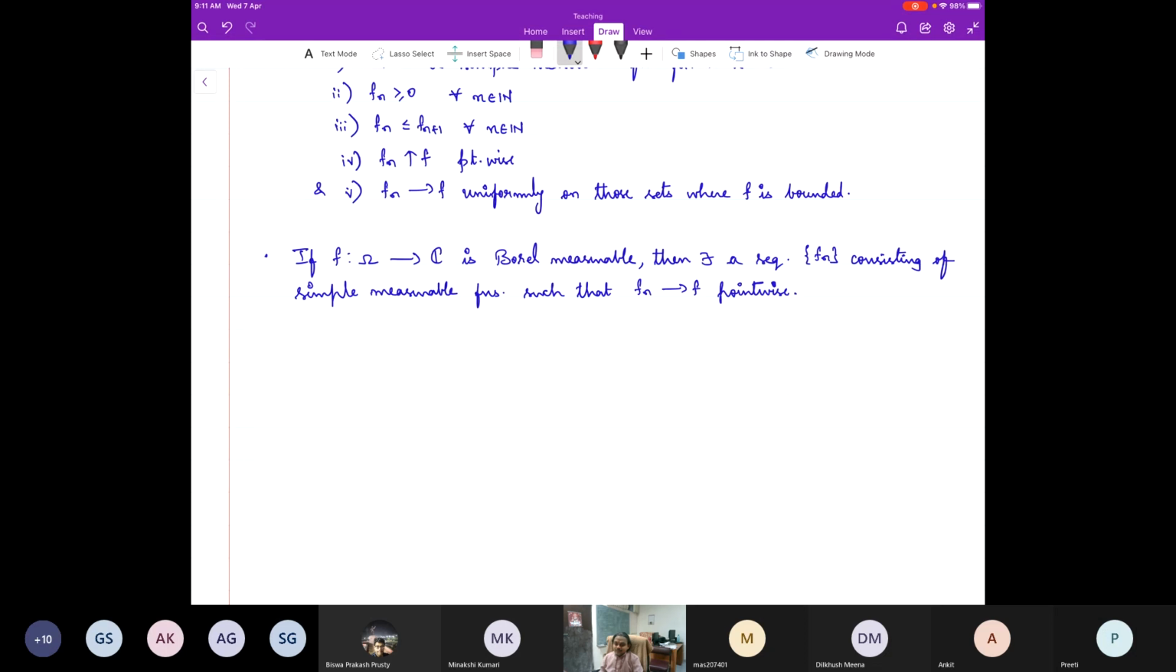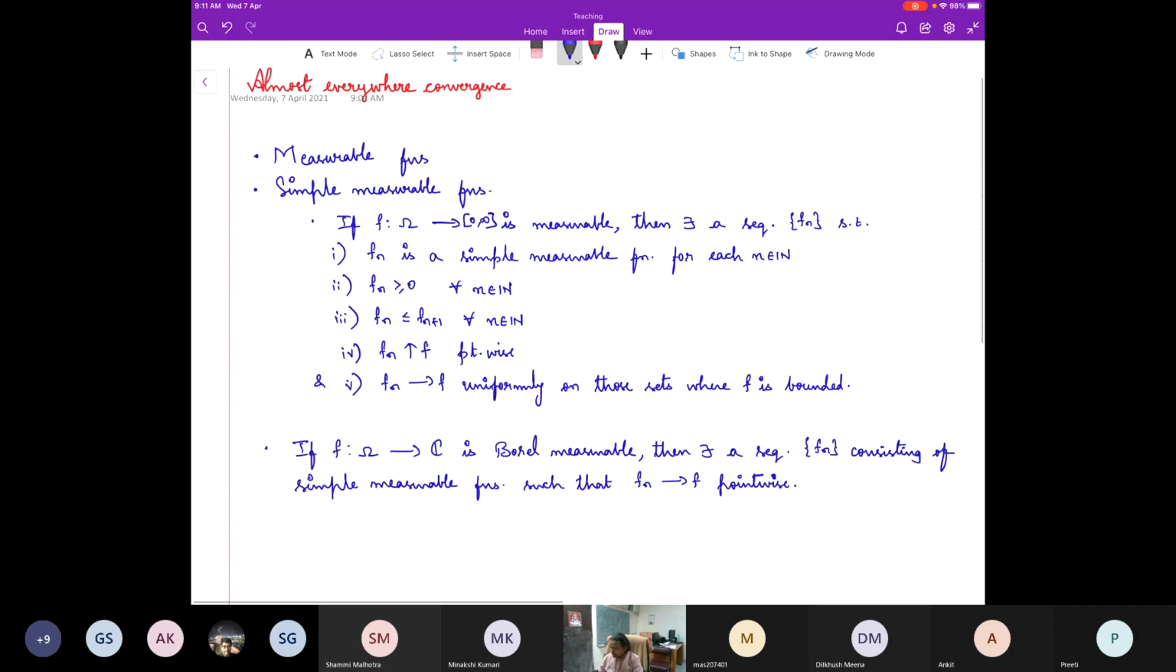We can divide our function into real and imaginary part and apply the same. How do you know? What is given is only for 0 to infinity values. I can divide my function into real and imaginary parts, and then write the real part as a difference of two functions, f1 minus f2. Right, exactly. That's right.